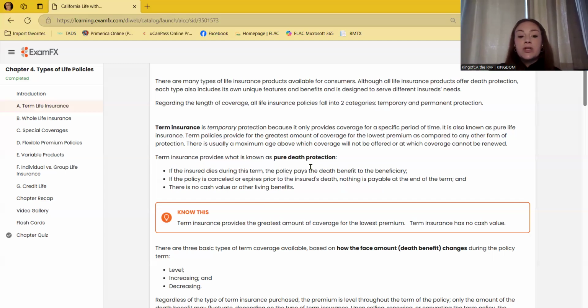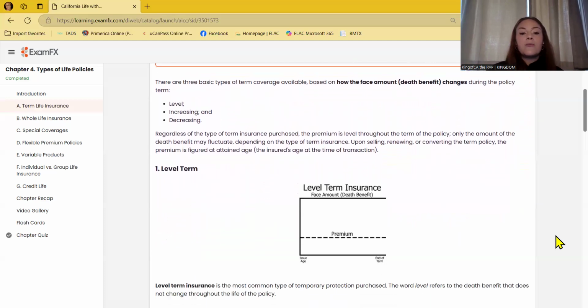Term insurance provides what's known as pure death protection, okay? Meaning there are no living benefits. Okay, it's pure life insurance, like just death protection. There's no cash value involved, okay? All right. There are three basic types of term. Okay, there are level term, right? There's increasing term, decreasing term, and then there is a fourth, but this one isn't really term insurance. It's called annual renewable term. And so we're going to be going over all four of those here.